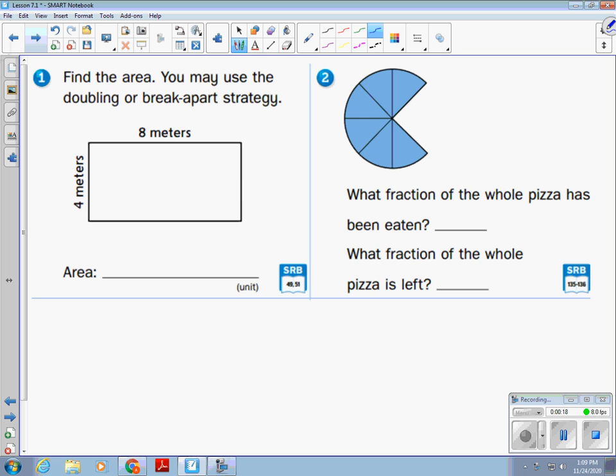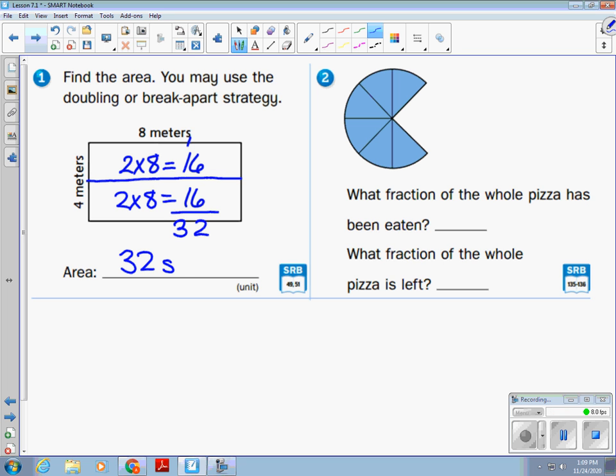Okay, so if we want to look at this and find the break apart, we could break apart the 4 because that gives me 2's. So then I would have 2 times 8, and 2 times 8 equals 16. And then here, 2 times 8 equals 16. Okay, and then all I'm going to do is add those up, and that gives me 32. So my area would be 32.